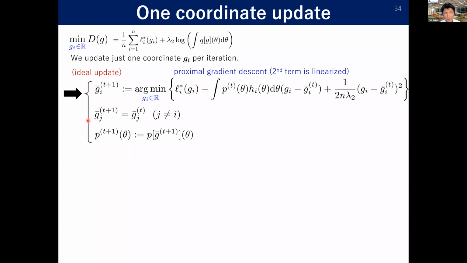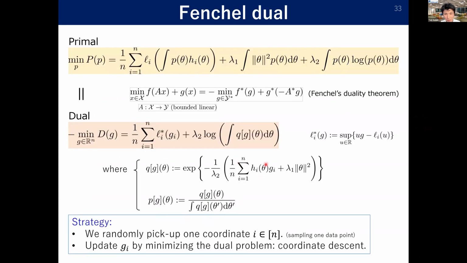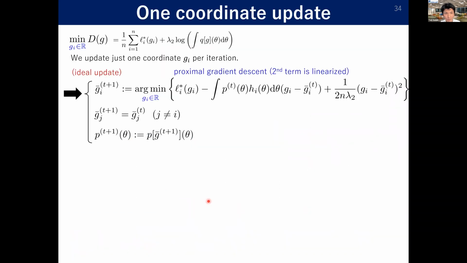Now, according to this update, we update a primal variable like this. So P of G bar T plus 1 is defined by this one. So G is coming here. So depending on the G, P is defined. Okay.